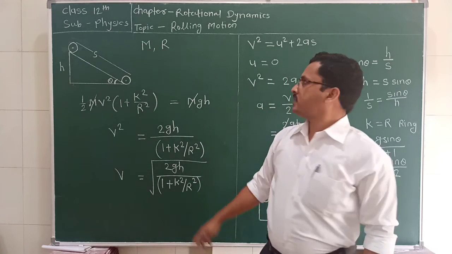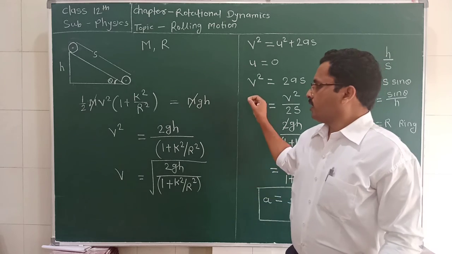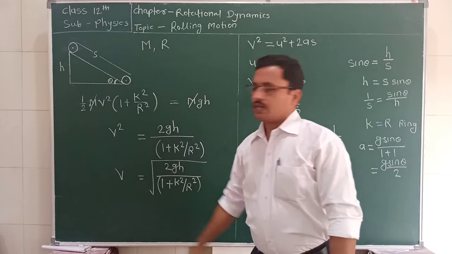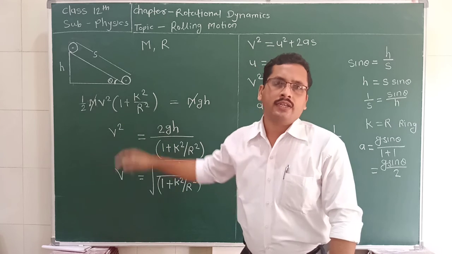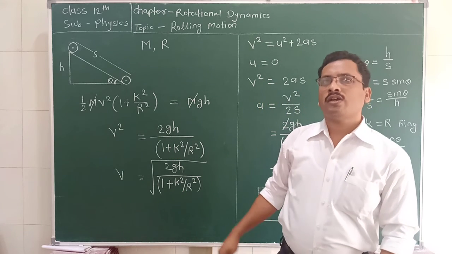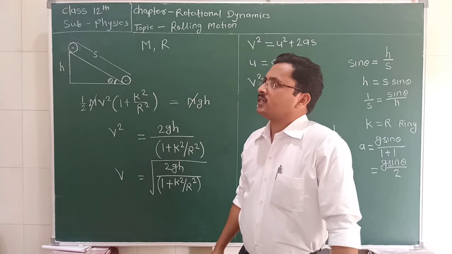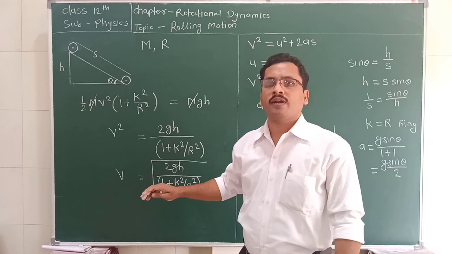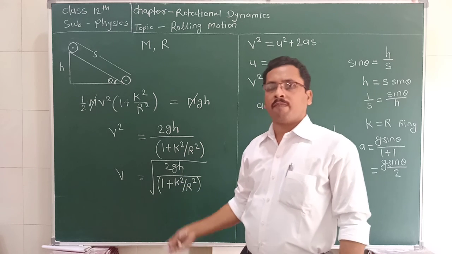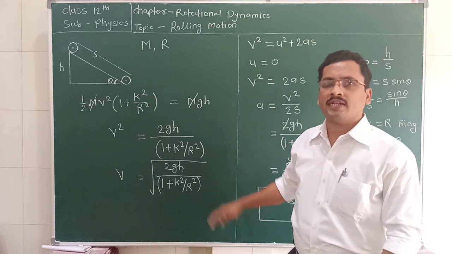In this lecture, we discussed the equations of velocity and acceleration of a body when it is rolling down an inclined surface. In the next lecture, we are going to discuss the moment of inertia of different bodies about different axes by using the perpendicular and parallel axis theorems.